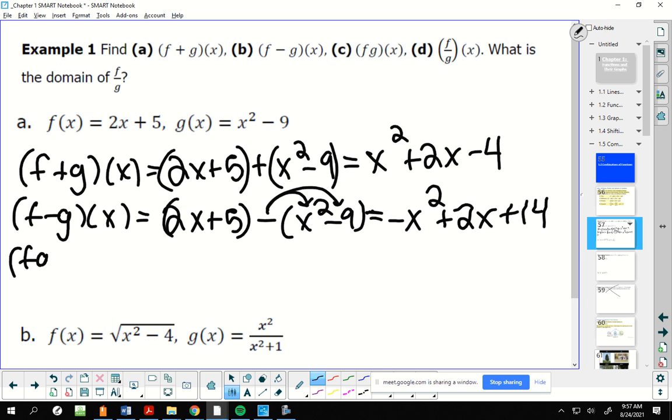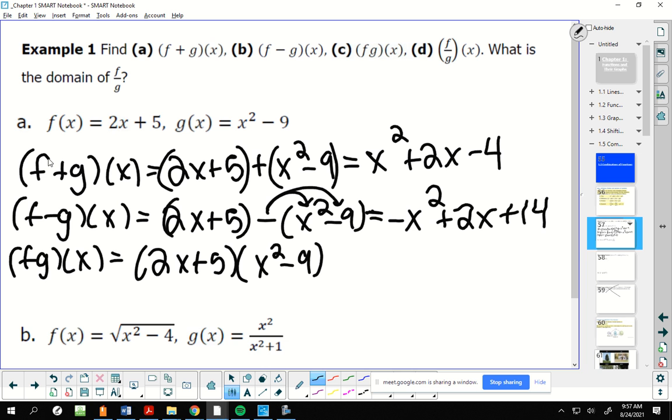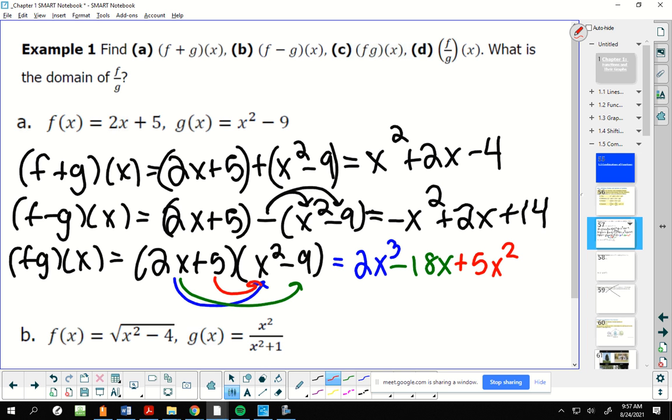Multiply f times g. So we have 2x plus 5 times x squared minus 9. We have a binomial times a binomial, so we're going to FOIL this: first, outer, inner, last. So 2x times x squared is 2x cubed. Outer, we have 2x times negative 9, which is negative 18x. Inner is 5x squared. And then last times last is negative 45.